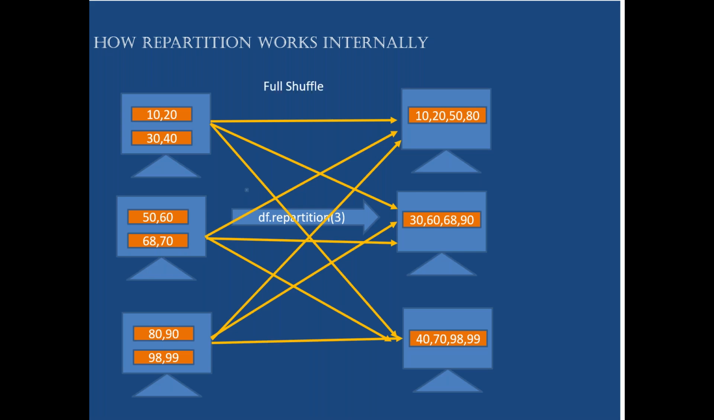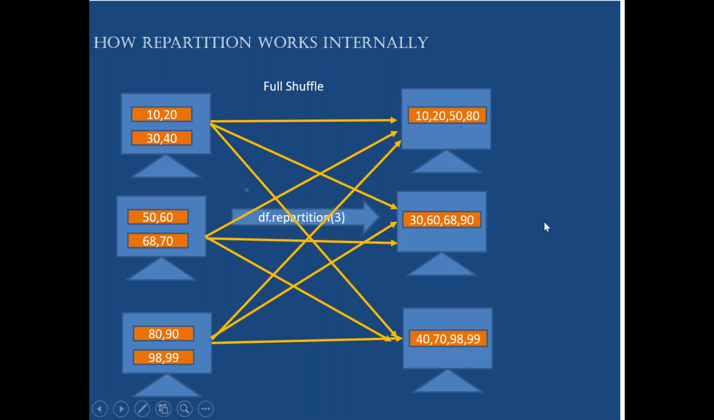This is full shuffling. Full shuffling means data from each system moves to all the other systems. Internally, it combines the data of all 3 systems, then moves some data here, some data here, some data here. That is what I was trying to replicate. Clear? This is repartition. Everybody understood?